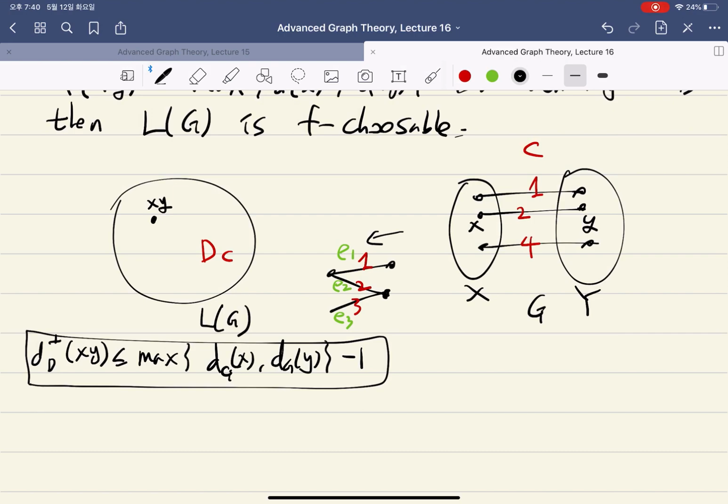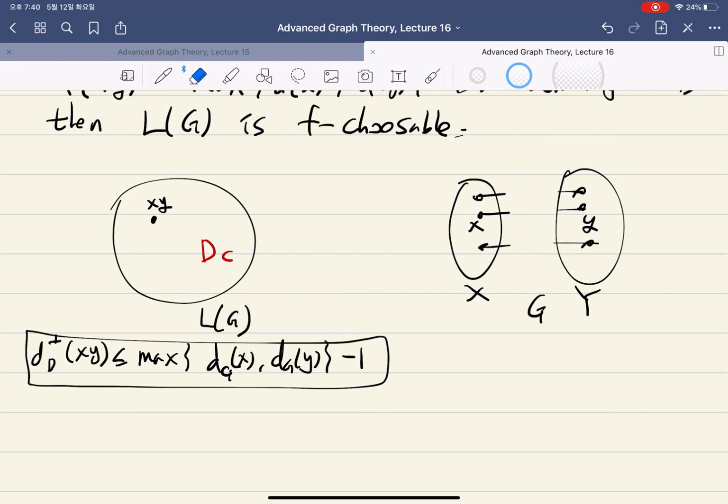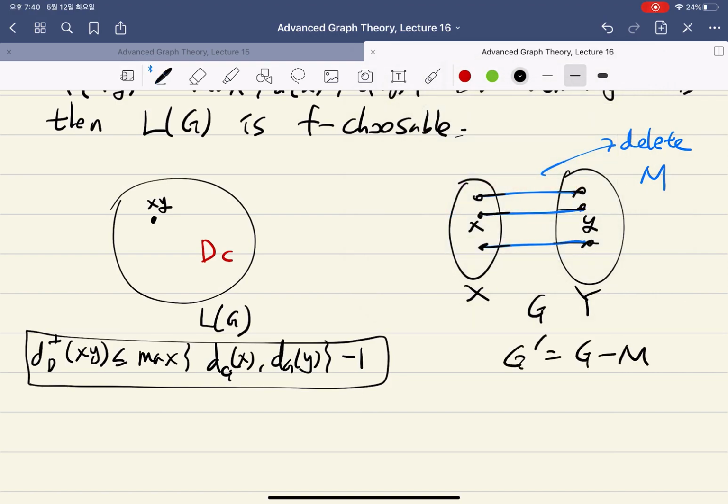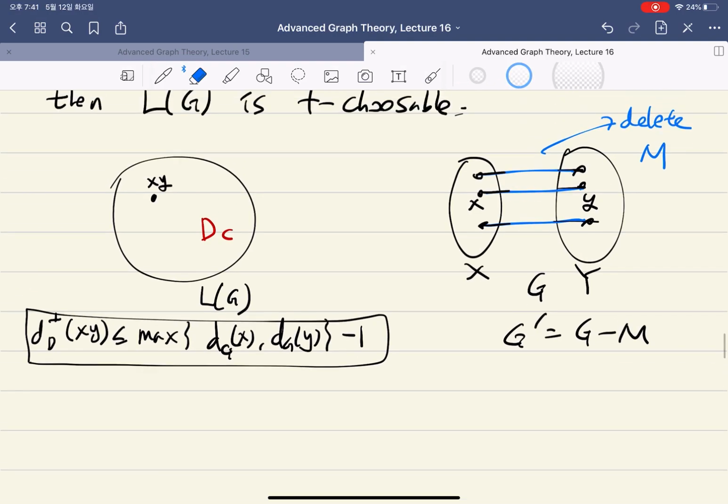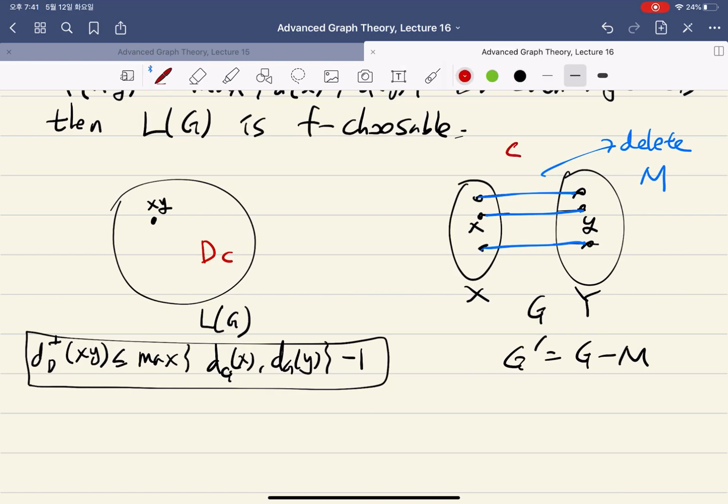For that, we want to use some induction, say induction on the number of edges. Then what you do is you take some edges and delete them. Let's say the deleted edges form M, and let's say M is a matching. Then you consider G minus M. And in this G prime, you use induction to find some C prime, which gives the value in here.